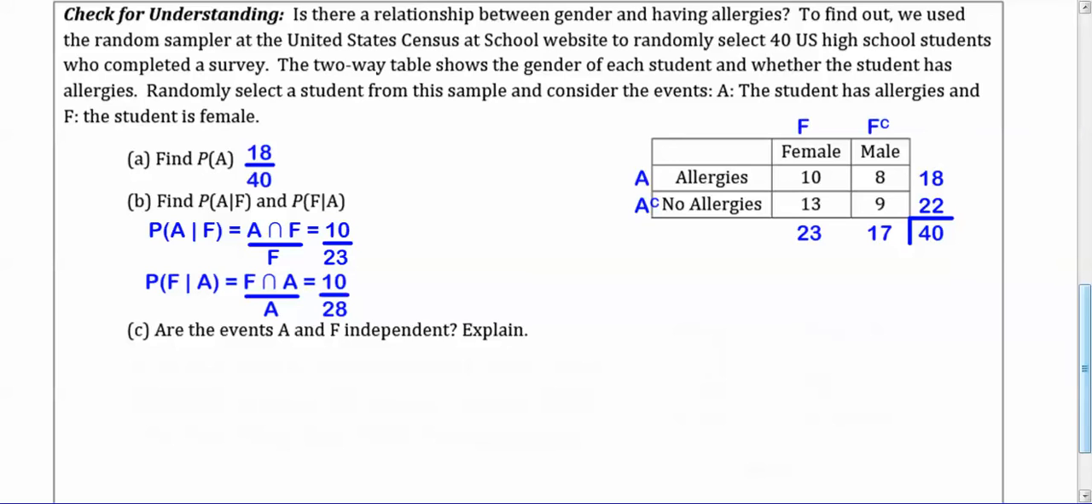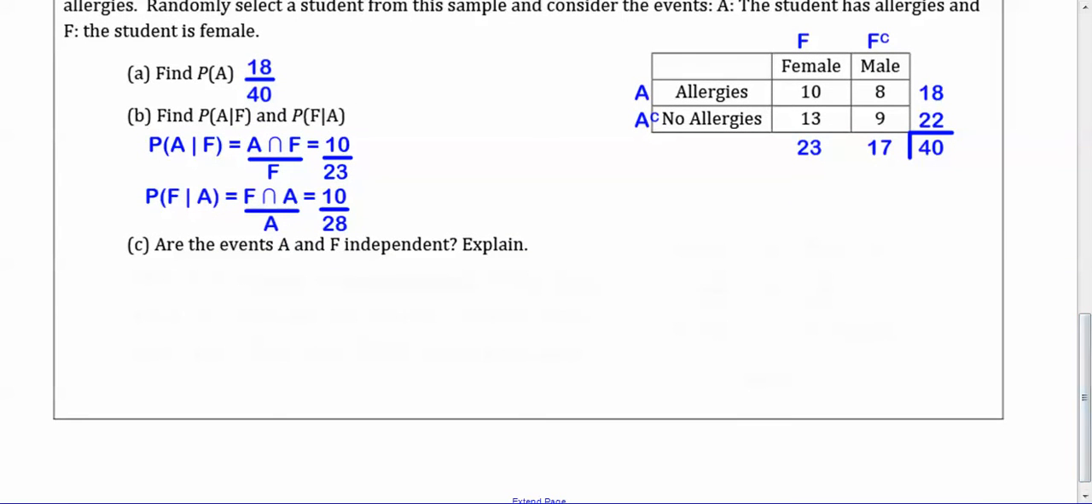Finally, part C, are the events A and F independent? So to check that, one particular way you could check that is to see, is the probability of A equal to the probability of A given F? So those are actually the answers that we found in Part A and Part B. So the probability of A, we said was 18 out of 40, and the probability of A given F was 10 out of 23.